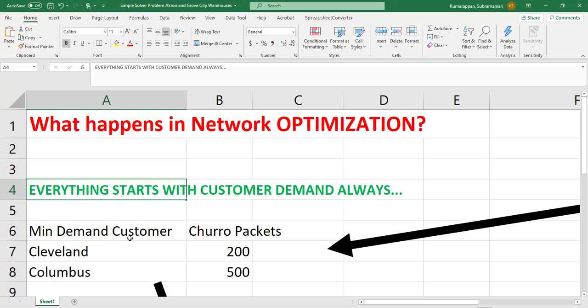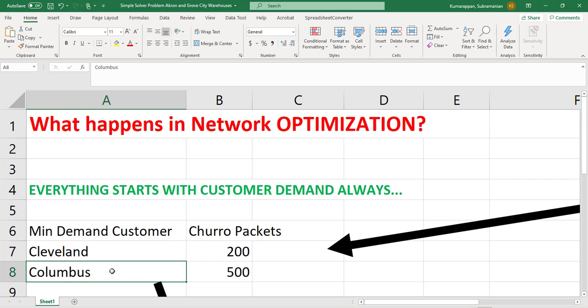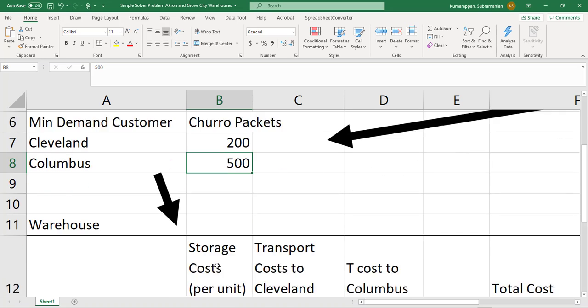So let us say that there are two different customers, one customer in Cleveland and one customer in Columbus, or a group of customers in Cleveland and Columbus. Let's say there is about 200 packets of churros in demand in Cleveland and 500 packets of churros in demand in Columbus per week, okay? So we have to make sure that we supply 700 packets to Cleveland and Columbus on a regular basis.